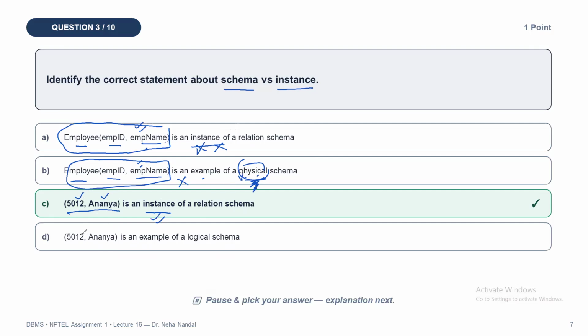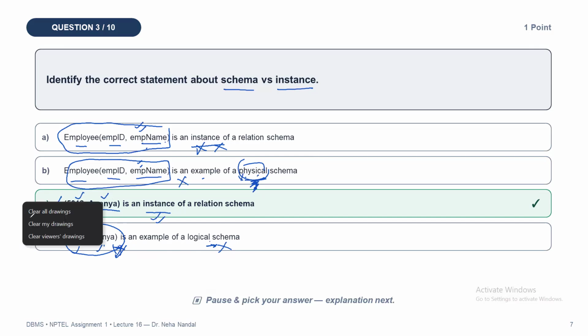Then the statement that the values inside the table, the data, are a schema. No, it is not a structure. Logical schema is our structure. This is not a schema, it is an instance. So only the C statement is correct over here.